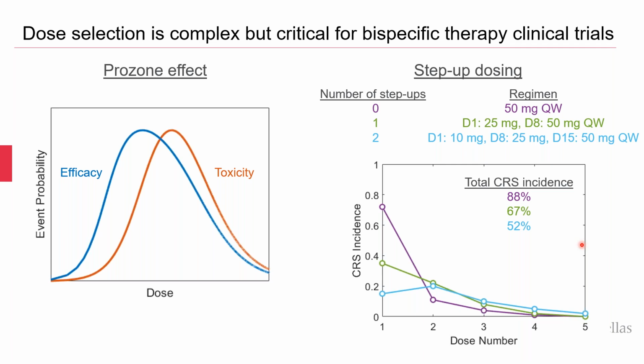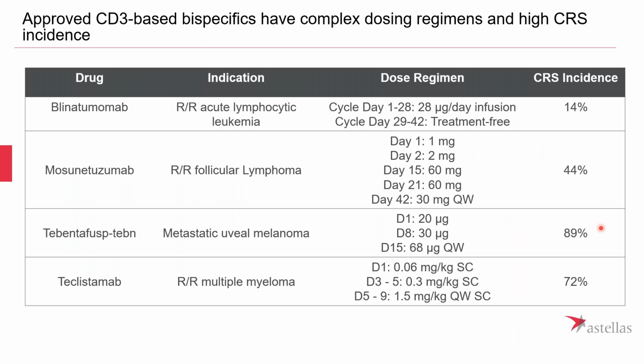So this slide is just to highlight that obviously for every drug that we study, dose selection is extremely critical. But when we're talking about bispecifics, there's these two added complications of prozone effect and how we want to think about step-up dosing to mitigate our CRS incidence that make dose selection for bispecifics maybe even a little bit more complex than something like a monoclonal antibody therapy, for example.